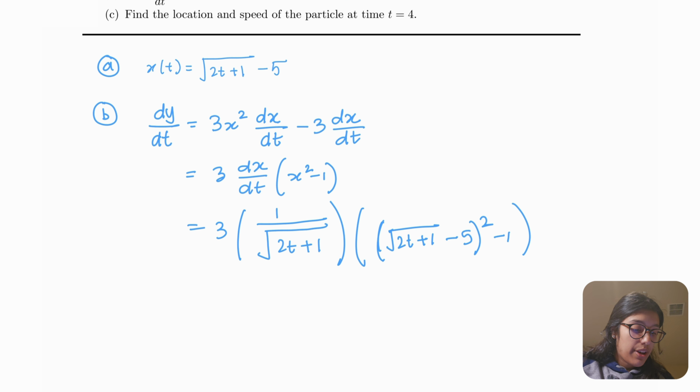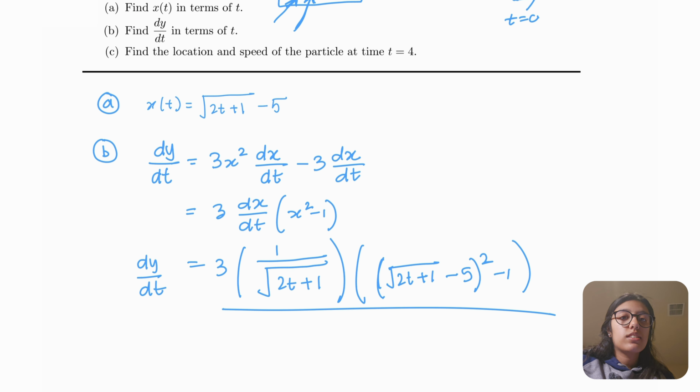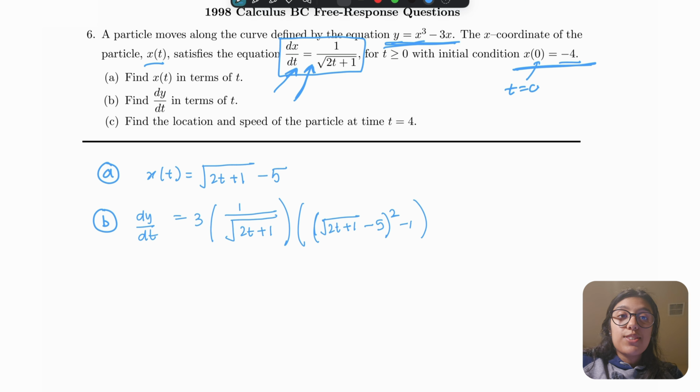We don't need to simplify it because at the end of the day, we did find dy/dt in terms of t. We got rid of the dx/dt, we got rid of the x, so this is your final answer. All right, so on to our last part: find the location and speed of the particle at time t equals 4.